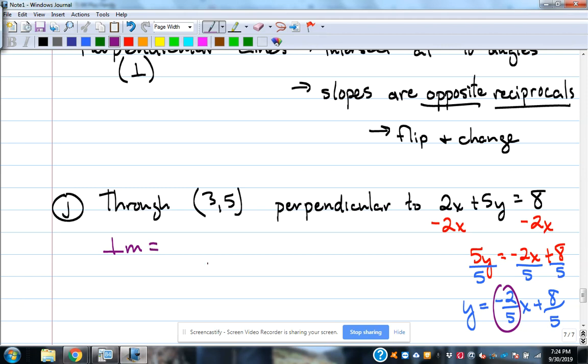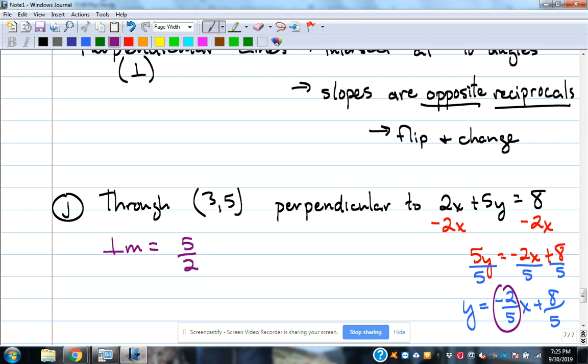If the original slope is negative 2/5, perpendicular means flip and change. So we flip it over and then change the sign. So our new slope will be positive 5/2. Flip this slope and change the sign.